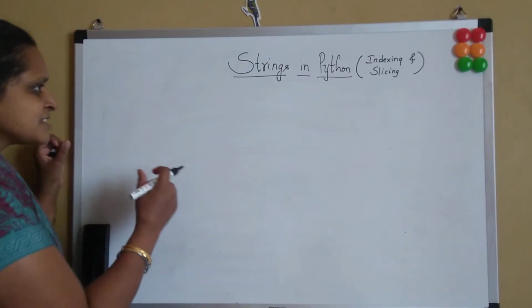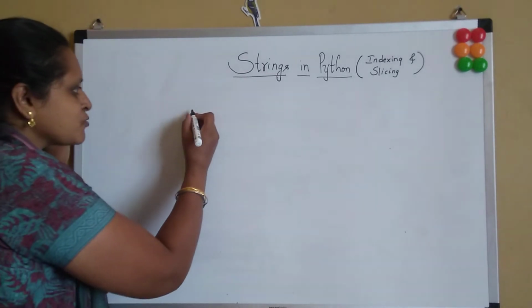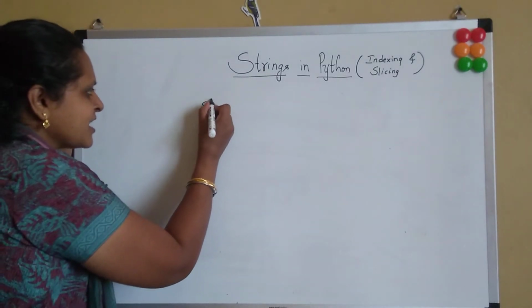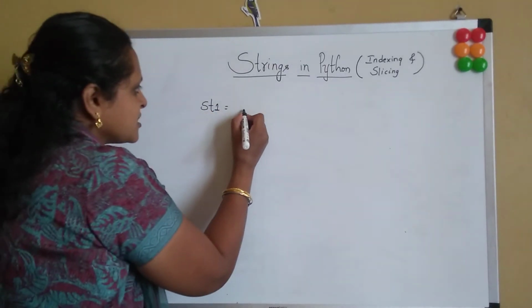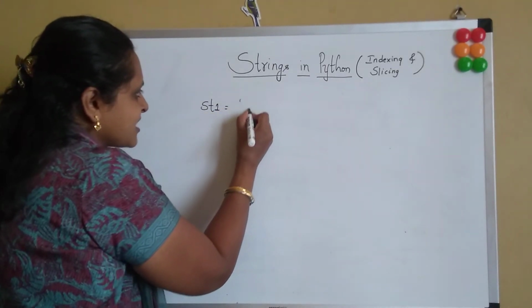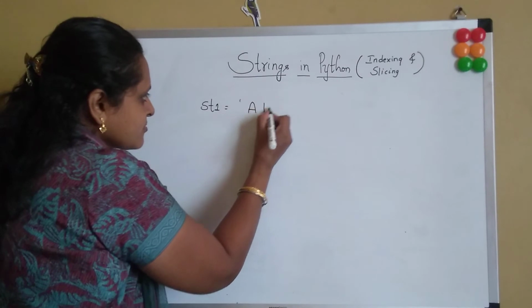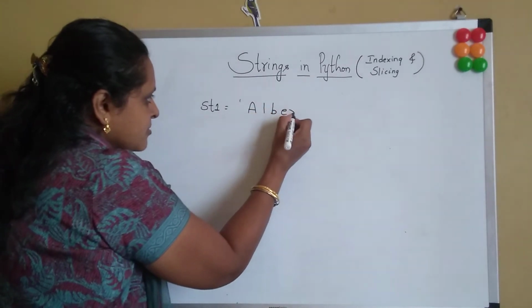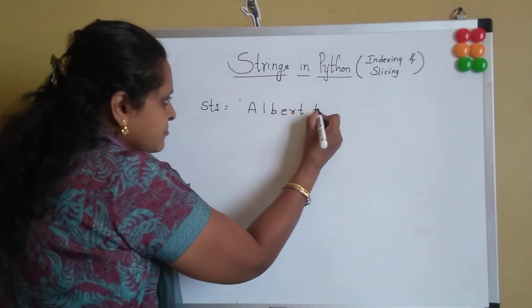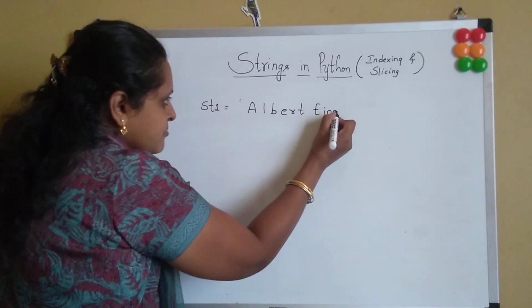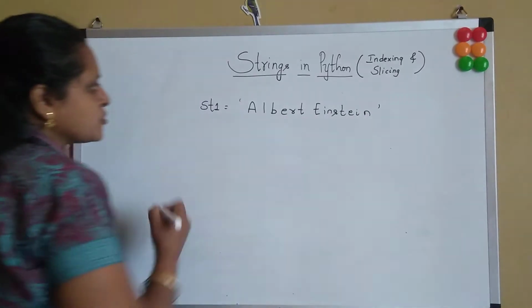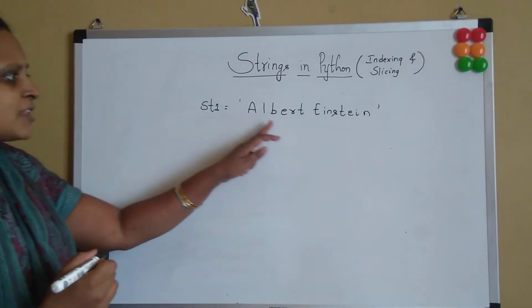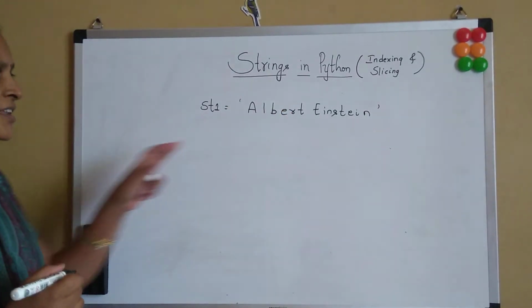So friends, let's see how indexing and slicing work in Python. Let me have a string called st1, which is equal to the string Albert Einstein. So st1 has the value Albert Einstein stored in it.